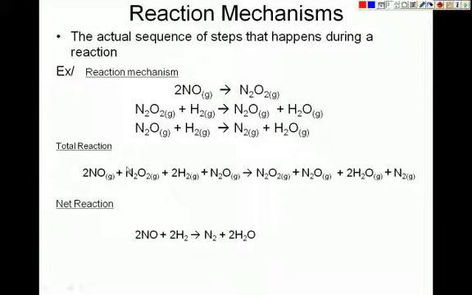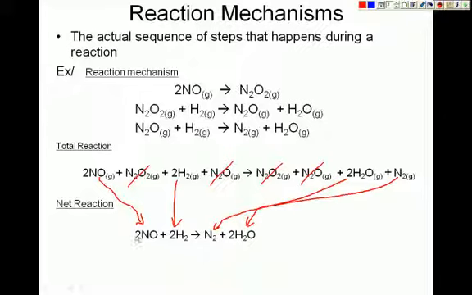Now there's a problem with the total reaction, in that some things can cancel out. We see that this N2O2 can cancel out with this N2O2, and this N2O can cancel out with this N2O. What we're left with is what we call the net reaction, or what is left over. This is the actual net reaction, the more typical reaction that we see.